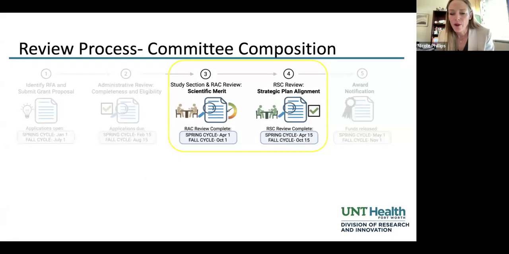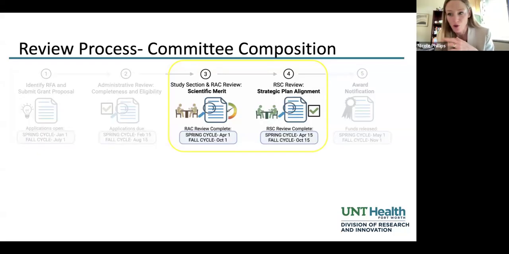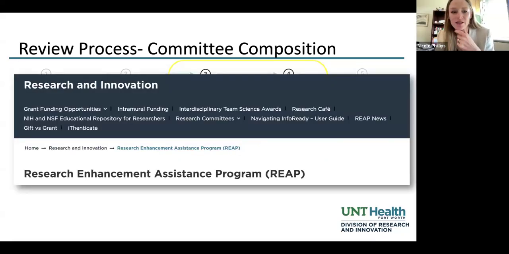So let's talk a little bit more about this section of the schematic. So those 2 review levels. First of all, a question that makes perfect sense, everyone's asking it, is who is on these committees? On the REAP's website itself is a tab at the top that says research committees. If you scroll down on this page, that's where those buttons are that I just showed previously, intramural funding, et cetera. This is at the top of that page. So you'll see this drop down that says research committees.